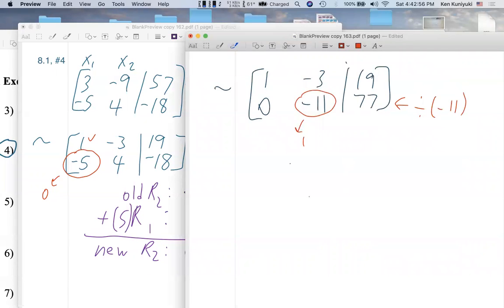Now, why don't I use row 1 to hit row 2? Why not add a multiple of row 1 to row 2? What's the problem with doing that, aside from the fact that you get an ugly fraction like -11/3 or something like that? What's the problem with using row 1 to make that a 1?